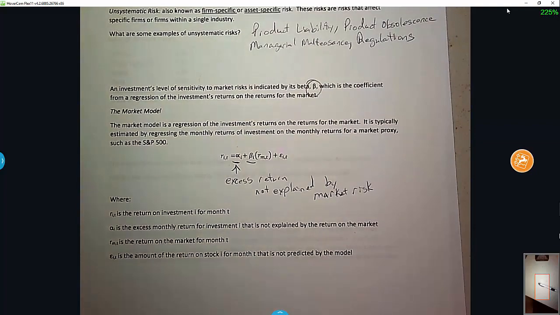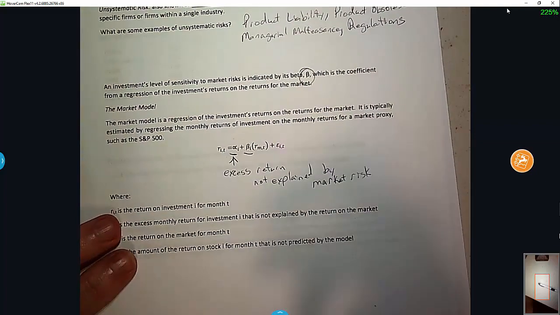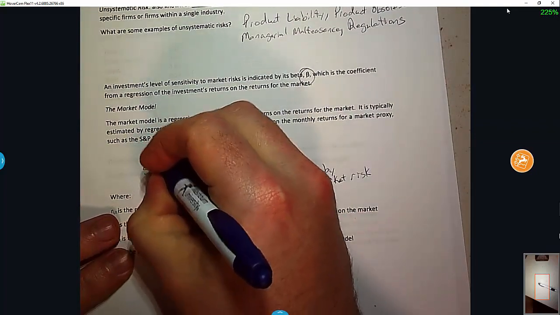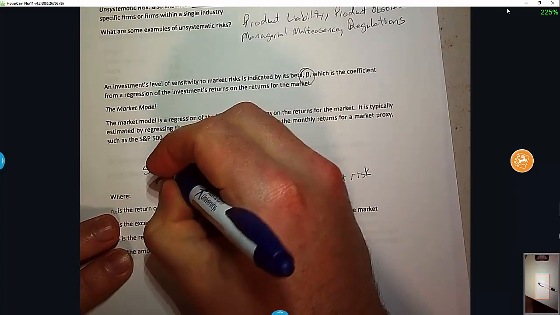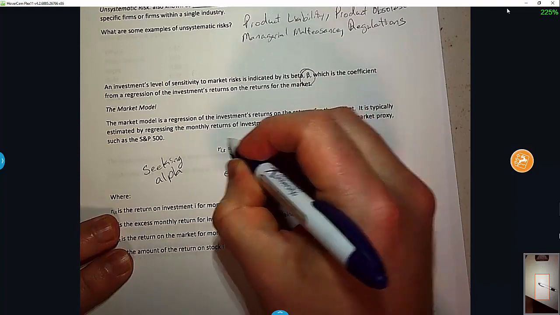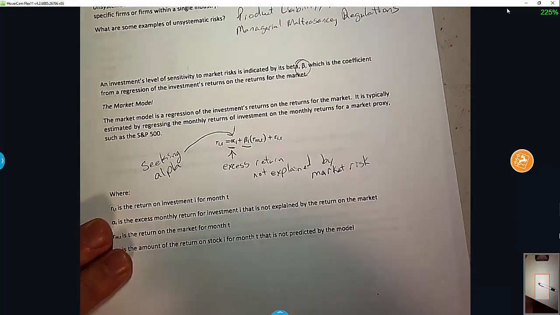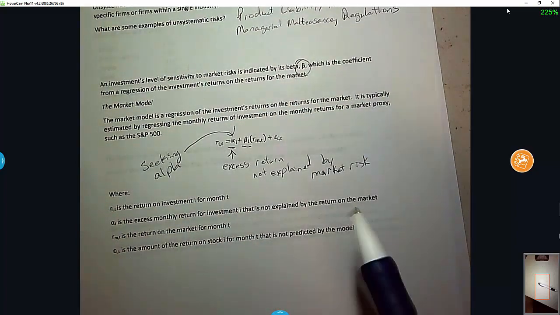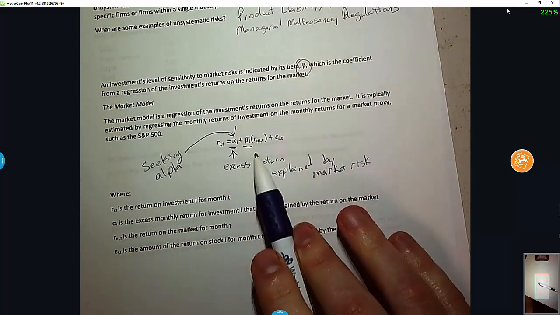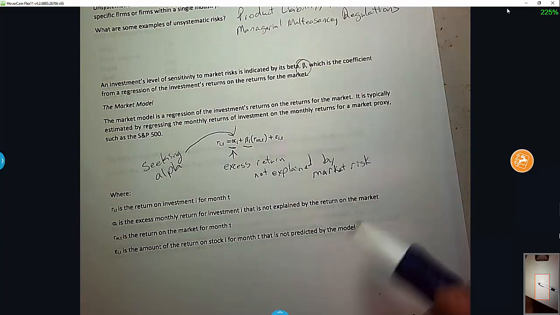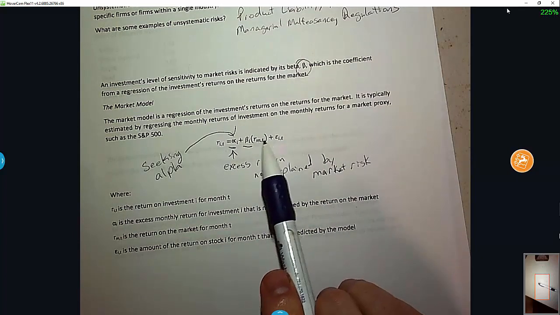There's a well-known website for investors called Seeking Alpha. And this is what they're talking about. What that means is these are investors that are looking for excess return not explained by market risk. So they're looking for investments that provide a higher return than what is required by the risk of the market.